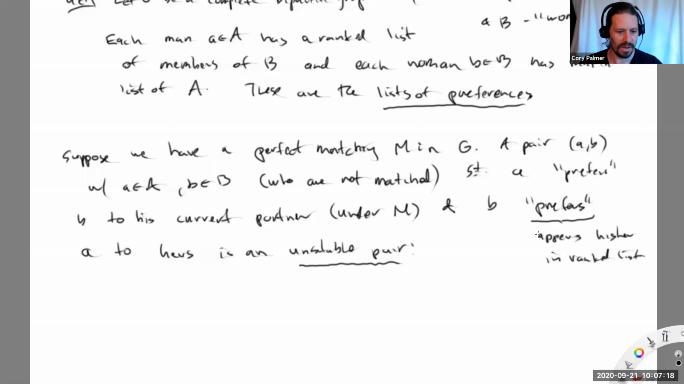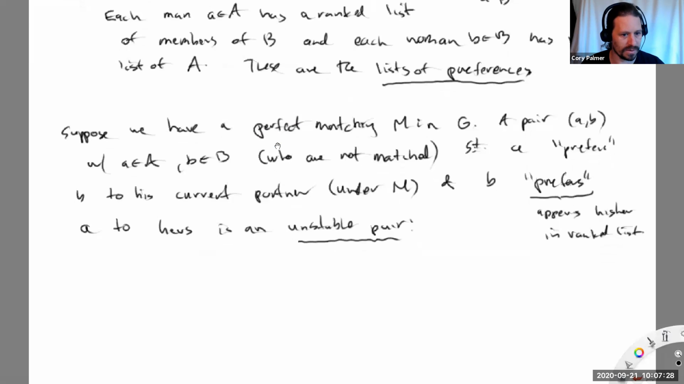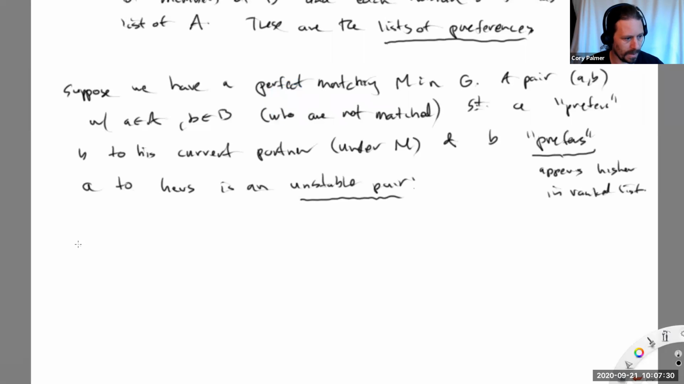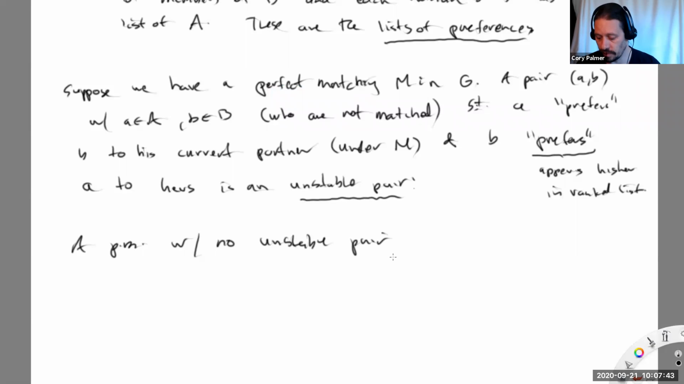So these two people, at least according to their lists, would be better off leaving their current partners and remarrying each other. So this is an unstable arrangement of marriages. We want to avoid this. Okay, so a perfect matching with no unstable pair, right? So if we can arrange the marriages and avoid this scenario, that's what we're trying to do here, right? We want to make everyone reasonably satisfied.